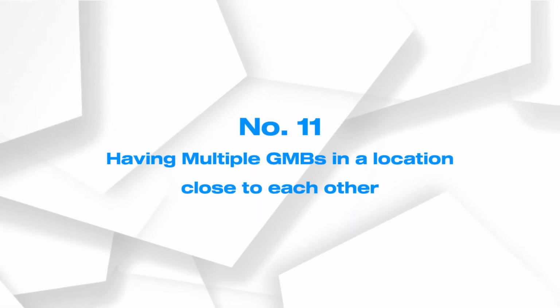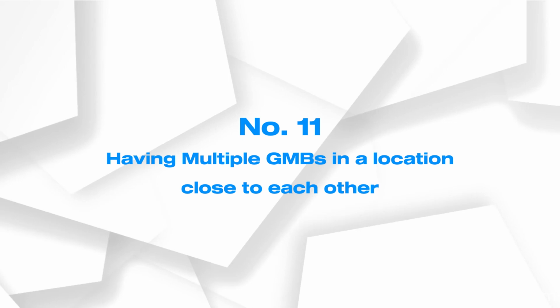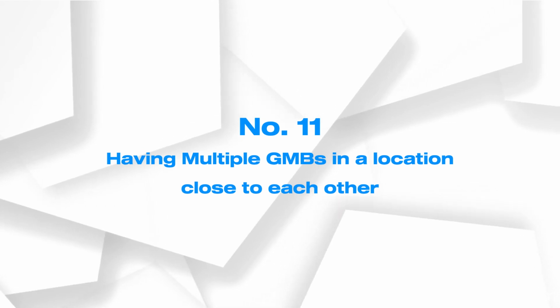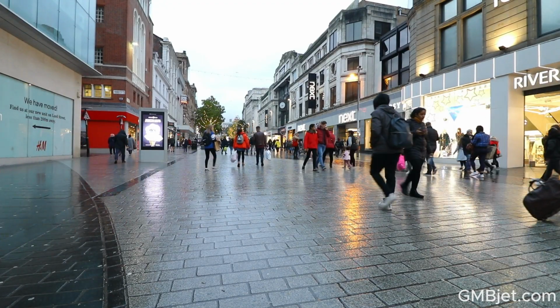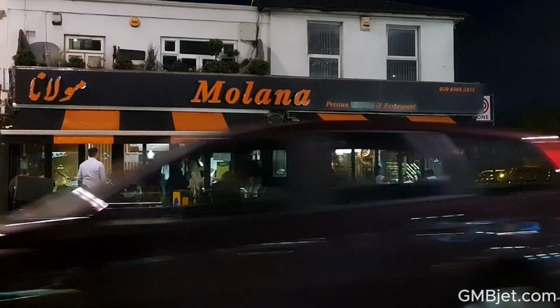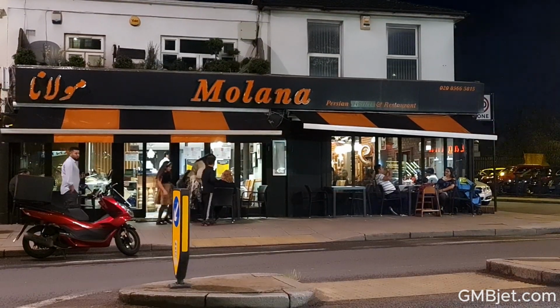Now, the 11th reason is having multiple GMBs in a close location or within a close miles radius to your main business. All right, so let's say you have a business and then you have different branches, and then you've gone ahead to open another branch within a 5 miles radius. So now you have 3 or 4 or 5 Google listings within a 10 miles radius distance to each other. That can also potentially open you up to suspension.